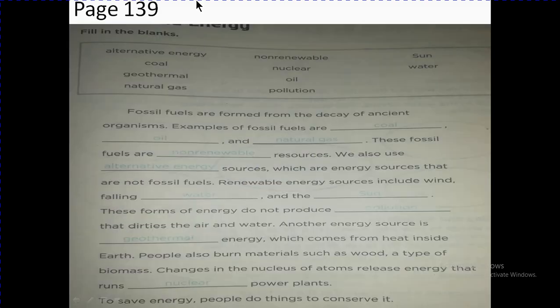Now next, page number 139. The first answer here is coal. After that, the next correct answer is oil, then natural gas, after that non-renewable, then alternative energy, then water, and then sun. After that, you can write pollution, then geothermal, and the last option is nuclear. So this is the answer of page number 139.